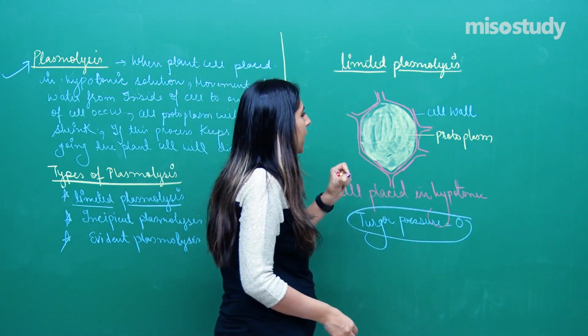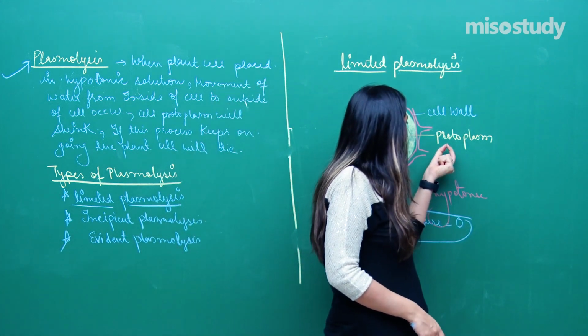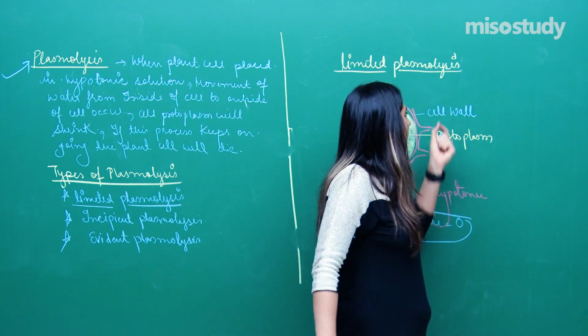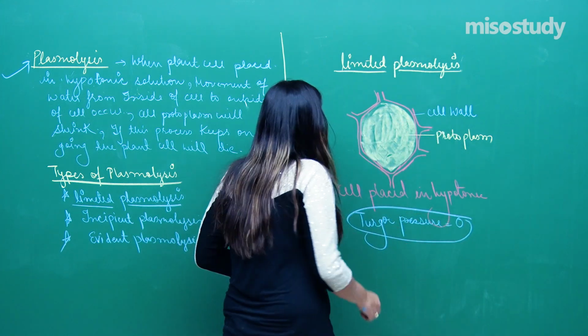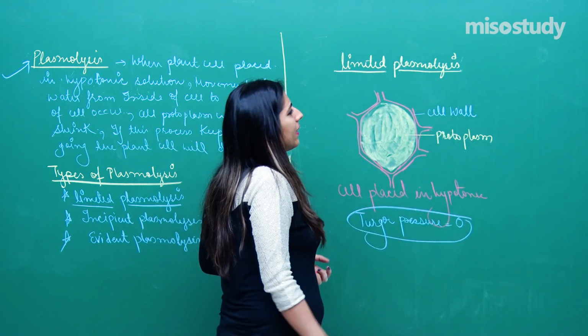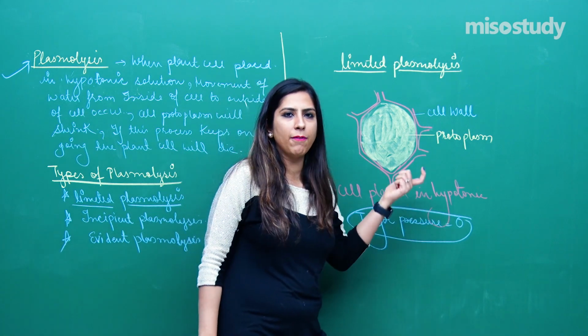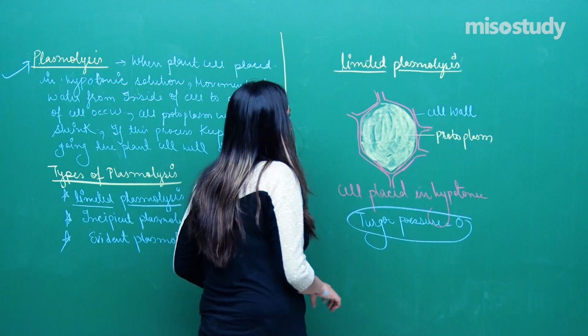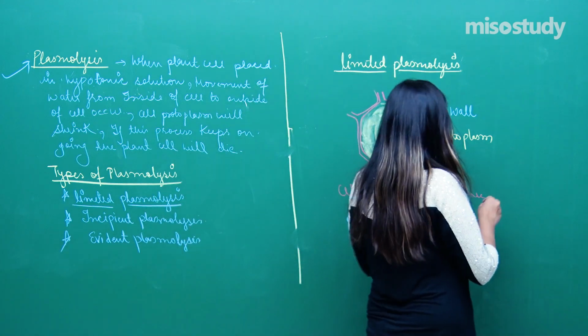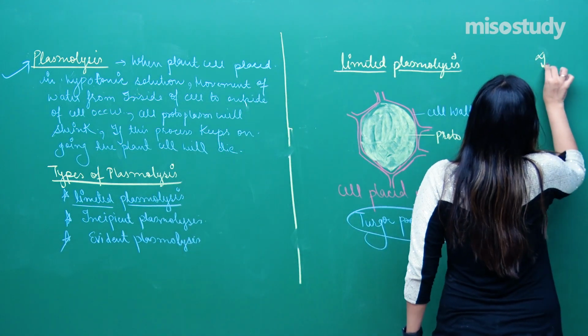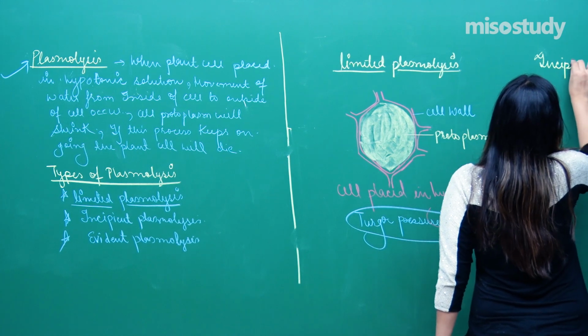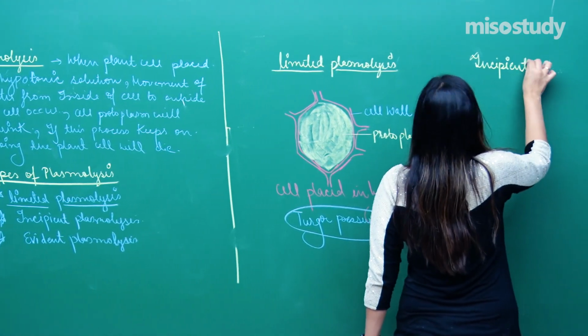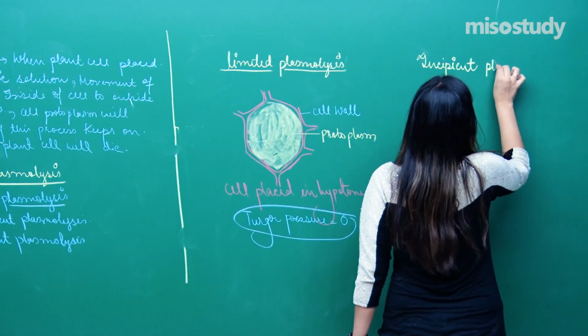It is recently placed, so the pressure that the protoplasm applies on the cell wall has decreased. And other cell organelles are also present, like chloroplast, mitochondria, etc. Now let's talk about the second type, which is called incipient plasmolysis.